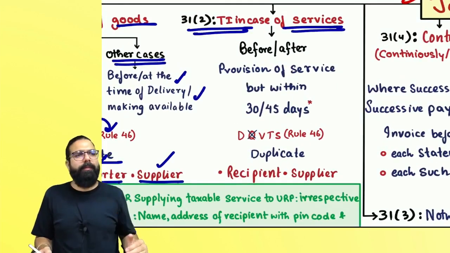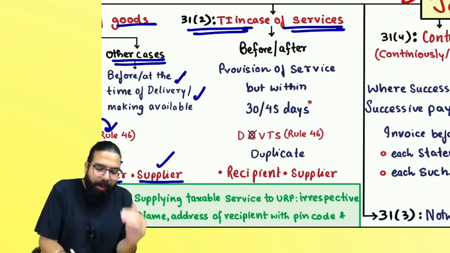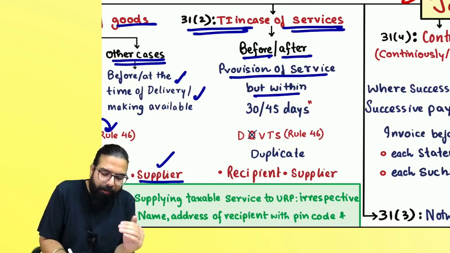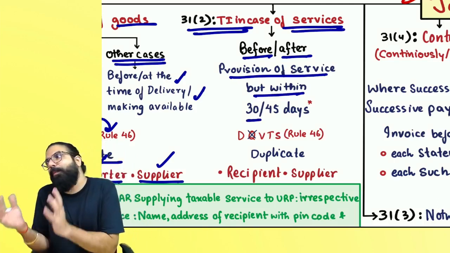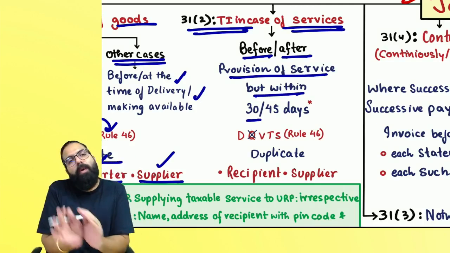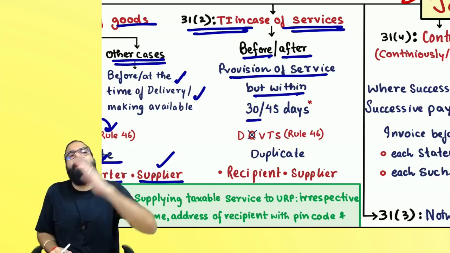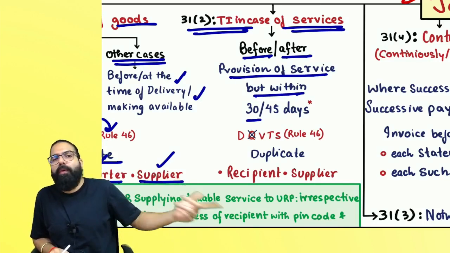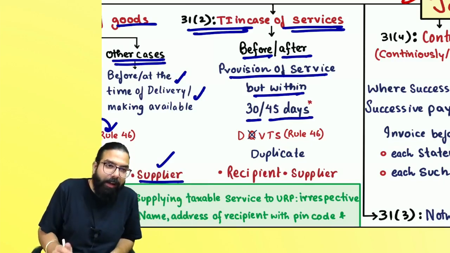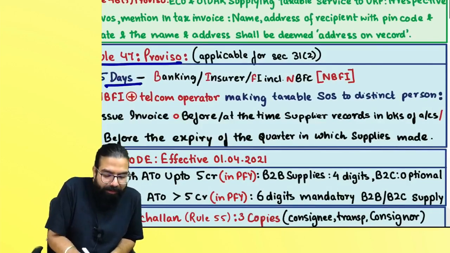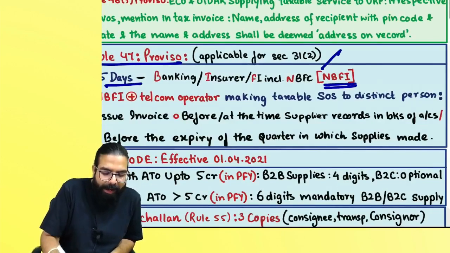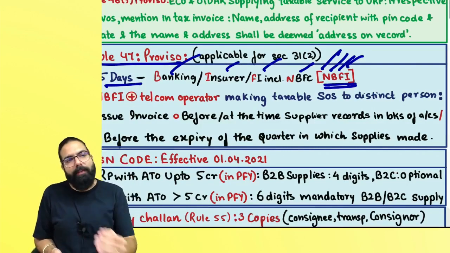The next one, sir, is tax invoice in case of supply of service. If you are a supplier of service, always remember, before or after the provisioning of service, but within how many days, everyone? 30 days. Before providing the service, before completion of your service, or once the service is completed, also within the next 30 days or 45 days, you can raise the invoice. 45 days, as told in rule number 47, is in case of NBFI. N for NBFC, B for banking company, F for financial institution, and I for insurance, basically insurance companies.